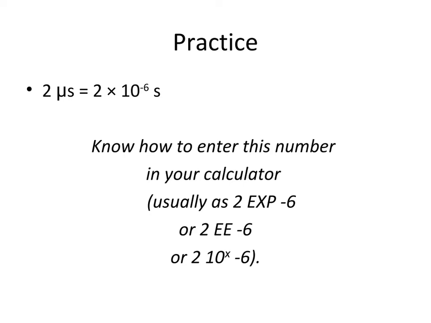You should know how to enter this number on your calculator. You probably have an EXP button on your calculator, and you need to have a scientific calculator or this won't work. So for scientific notation, you would enter this as 2 and then EXP and then -6. For the negative, don't hit the subtraction button. Use the plus/minus button to change that exponent to a negative exponent.